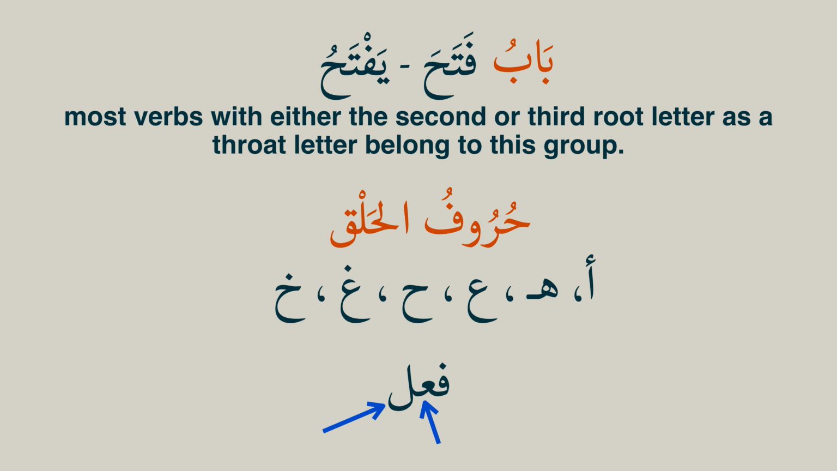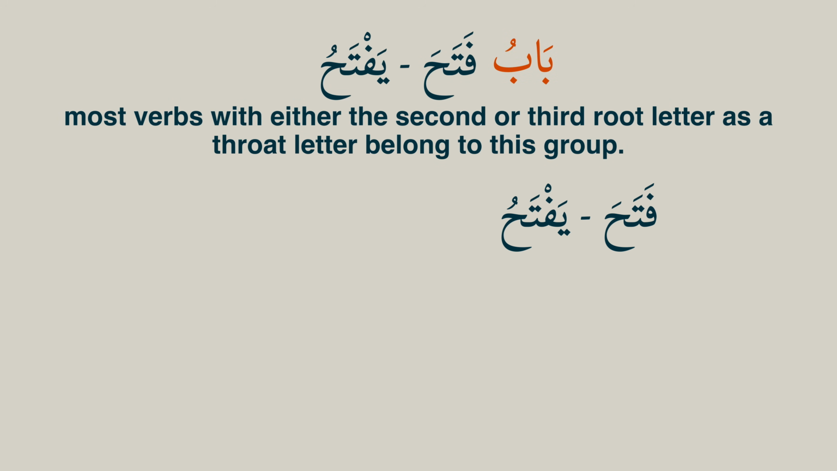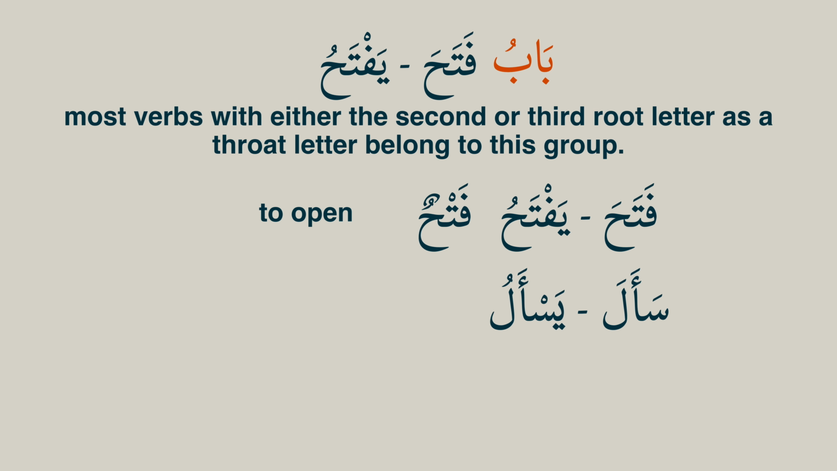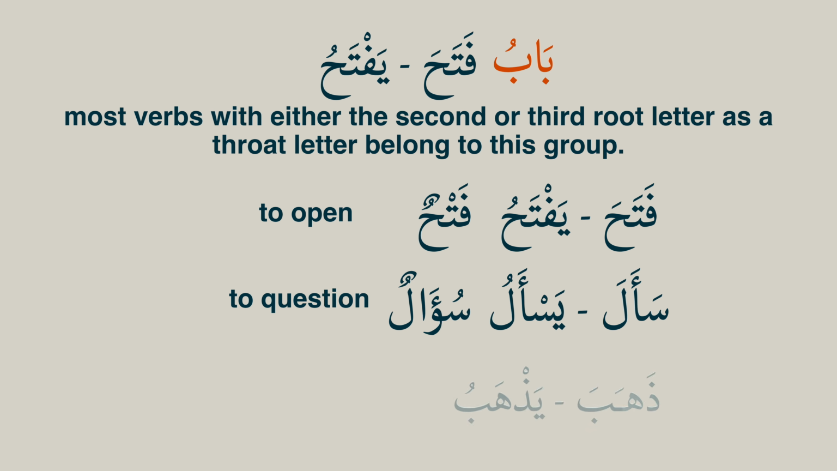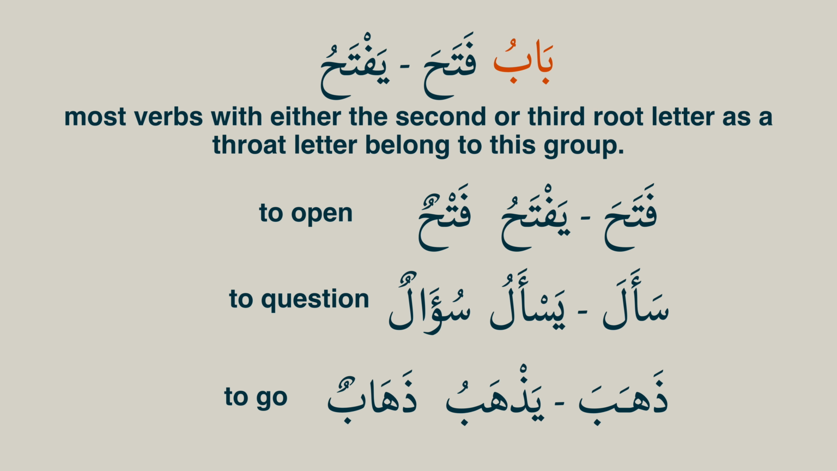Following are a few examples. Fataha yaftahu fathun, meaning to open. Sa'ala yas'alu su'alun, meaning to question, to ask. ذهب يذهب ذهاب, meaning to go. In the first example, we have ha as the third radical. And in the second example, we have hamza as the second radical. And in the third example, we see ha as the second radical.